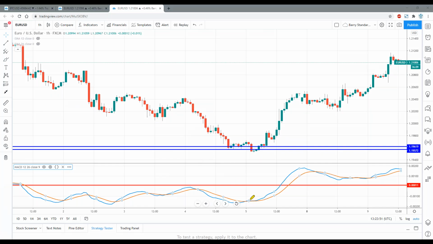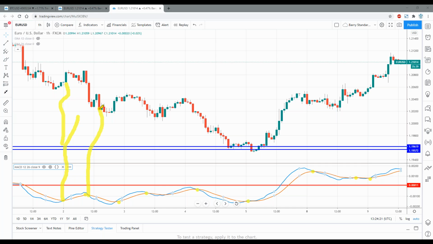So in other words, we had a crossover here, here, here and here, here, and here. Each one of these crosses is a signal to do something. It's either to buy or to sell, depending on which way the lines cross each other.